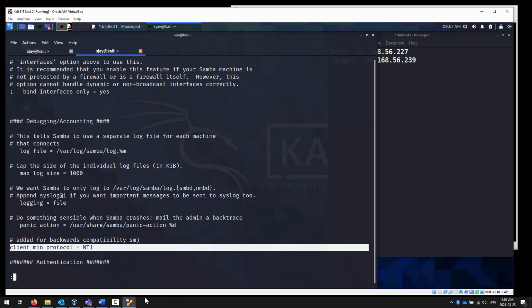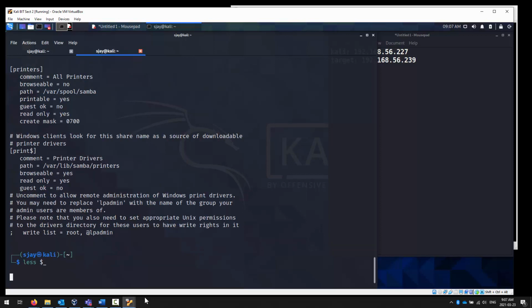Okay? We've seen this before. We've done this in a previous attack. You always want to ensure that you have that configuration. We do. So q to quit.